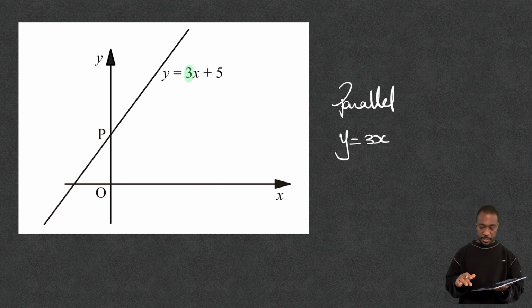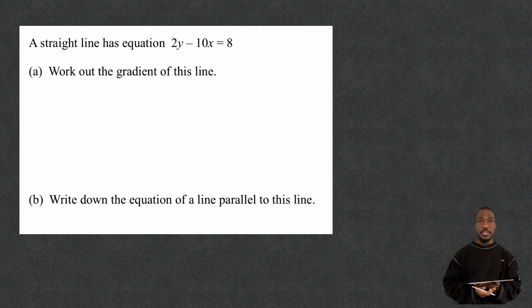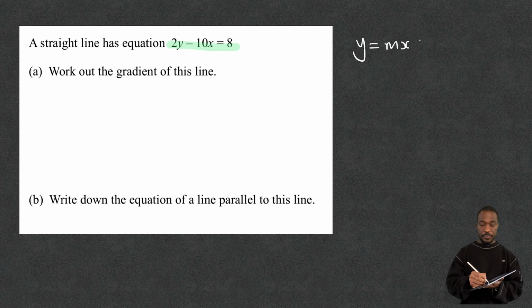One last question to finish this short video then. Okay, so here is an exam question that we'll look at. A straight line has equation 2y minus 10x is equal to 8. Work out the gradient of that line. Well, straight away you can see what the problem is there. It's not easy to spot the gradient, and the reason why it's not easy is because the line doesn't look like y equals mx plus c. If it looks like that, then it would be easy to spot that gradient, but it doesn't look like that. So let's make it look like that first of all.